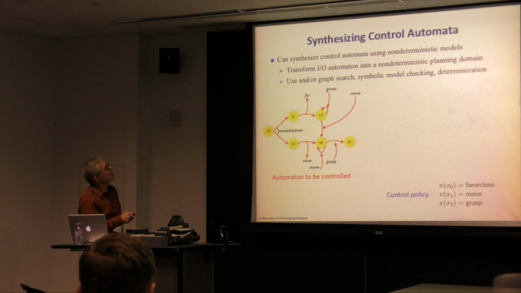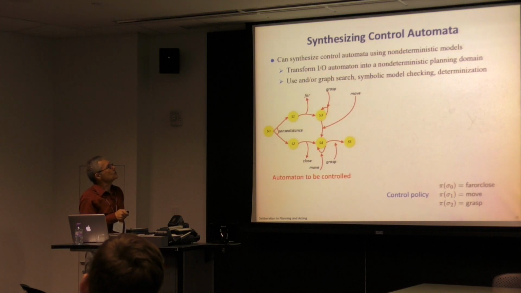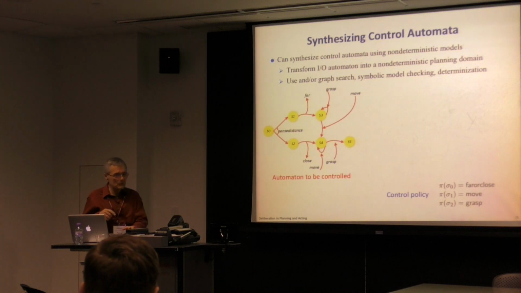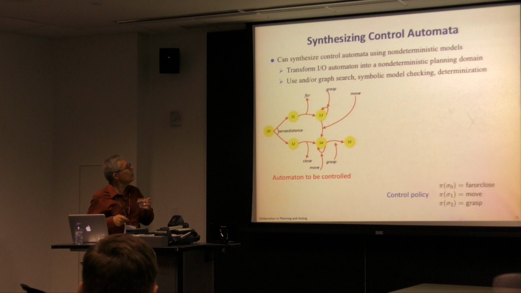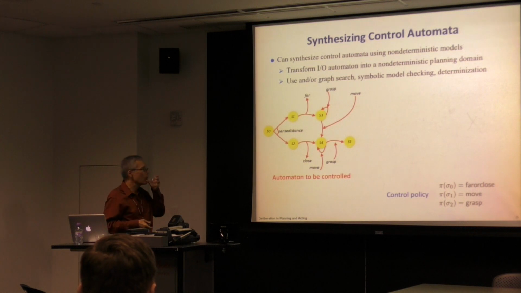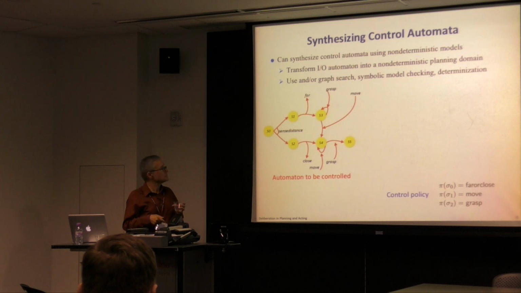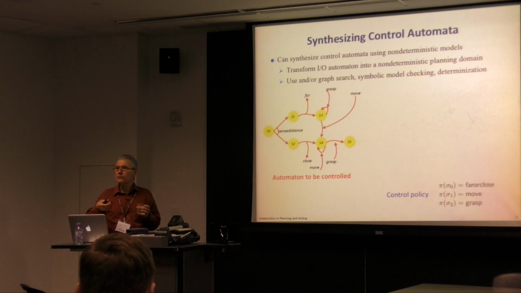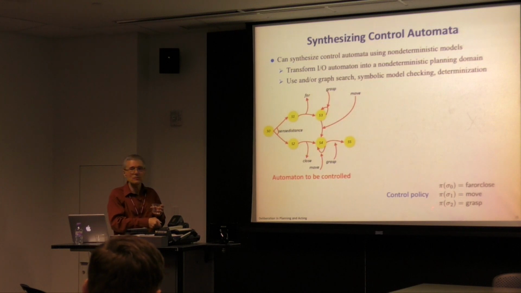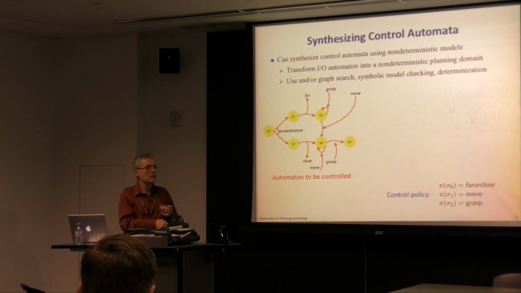You can synthesize control automata using nondeterministic models. The idea is you take your I/O automaton, translate it into a nondeterministic planning domain, and you use and/or search and symbolic model checking or determinization in order to solve the thing. And that will give you a control automaton that is basically a policy. So it's a simple version of control automaton. All right?